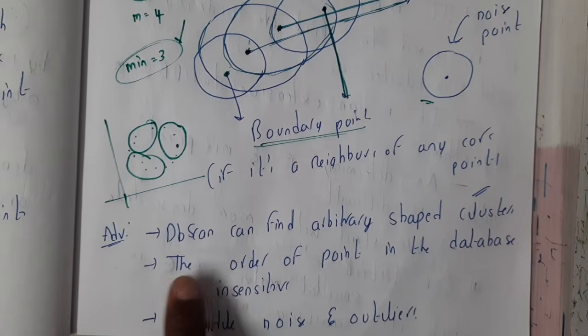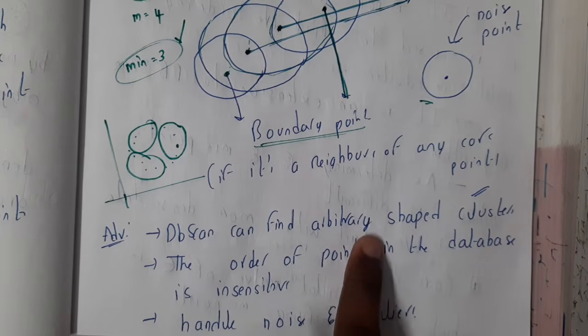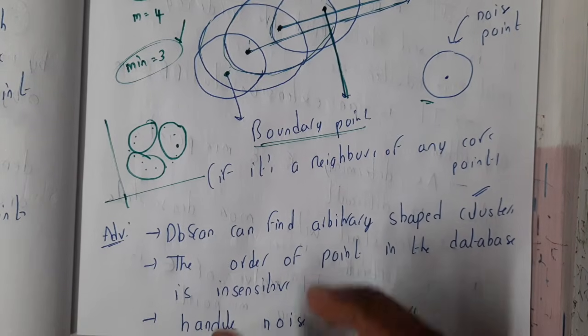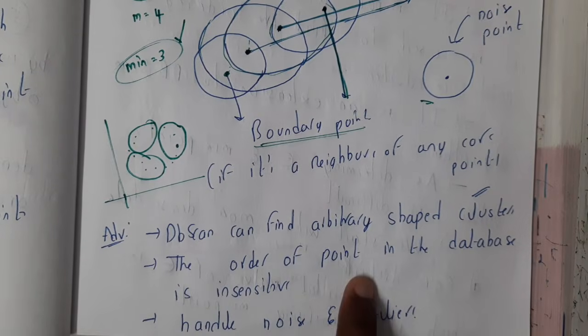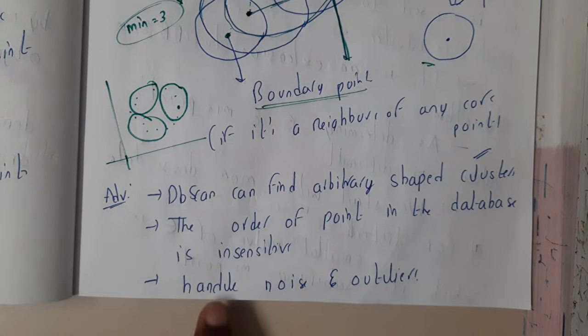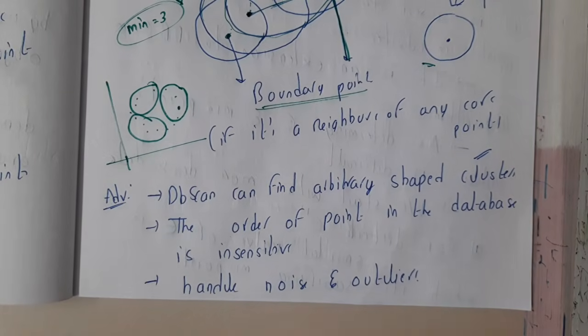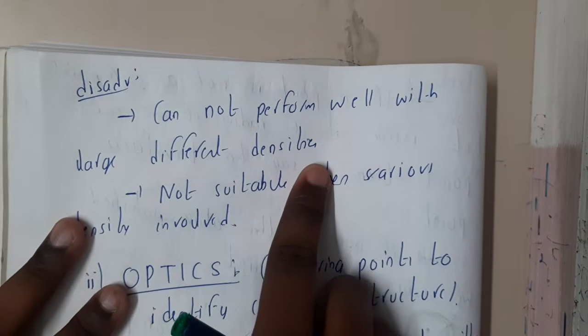So the advantages here are that DBSCAN can find arbitrarily shaped clusters. Basically there is no fixed shape or fixed circle like that, right? The order of the points in the database is insensitive, so the order of the inputs is also no issue, and handling of noise and outliers is possible here.